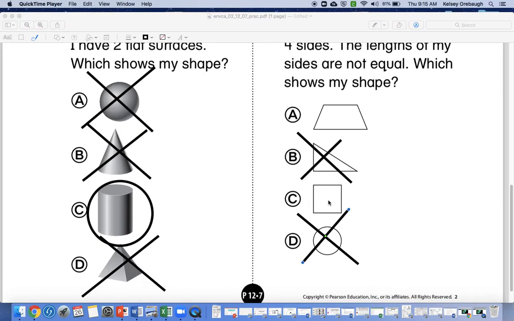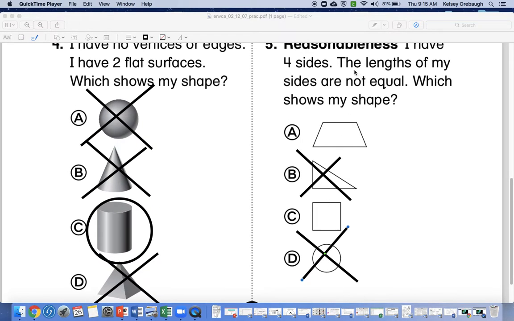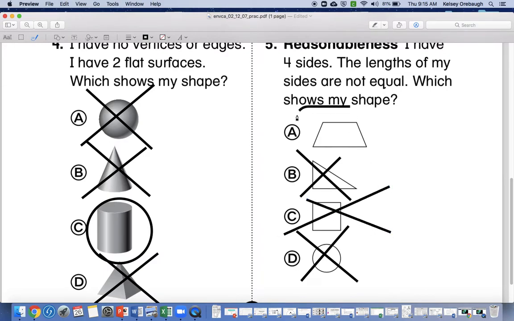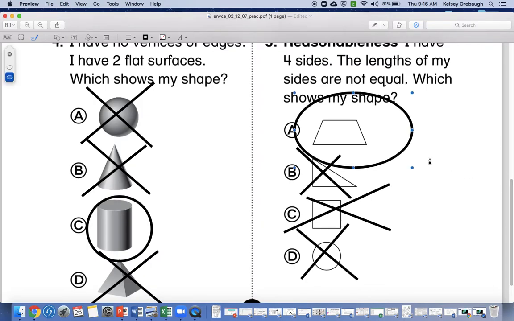Just to make sure, let's look down here at the square. For the second clue, the lengths of my sides are not equal. A square does not work for that because squares have 4 equal sides. So although the square has 4 sides, the first clue, the second clue does not match. A square does have equal lengths of its sides. So we can circle A. A is our correct shape.